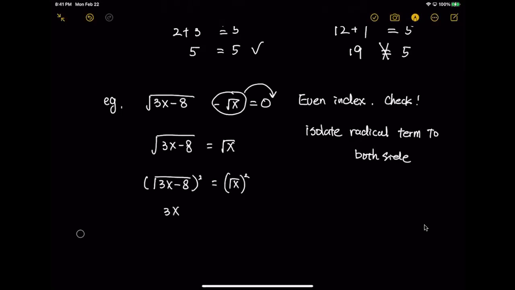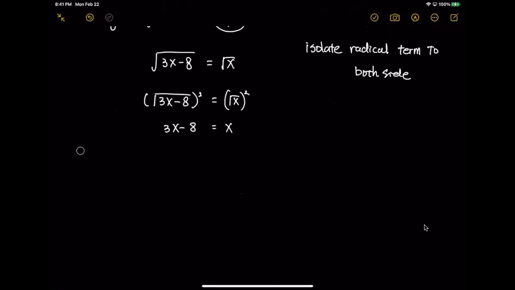I have 3x minus 8 equals x. Now we can solve for x by setting the equation equal to 0, which means we need to subtract x. So I have 2x minus 8 equals 0. So x equals 4.